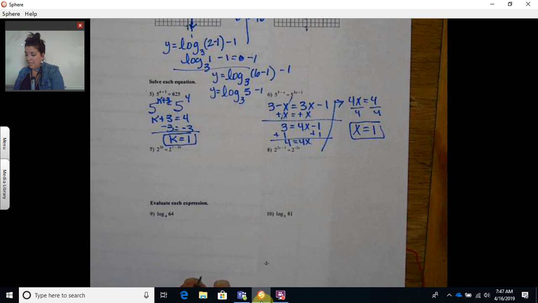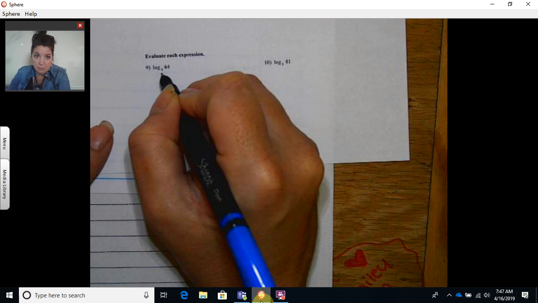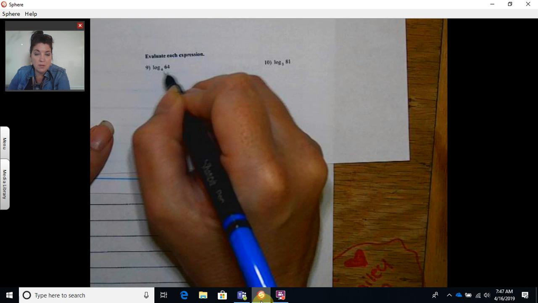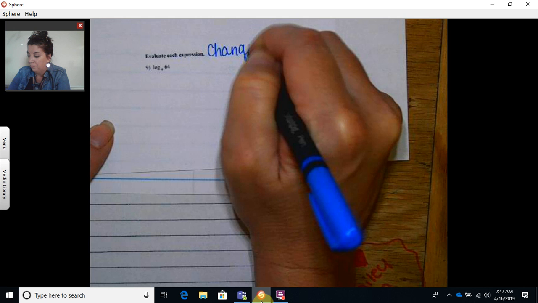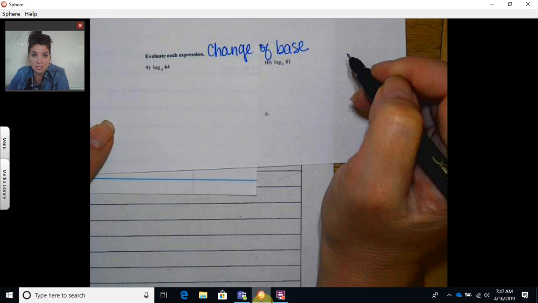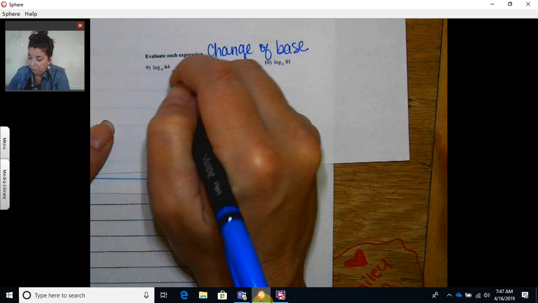All right, 9 and 10. Evaluate each expression. How am I going to evaluate those logarithms? 4 raised to the x equals 64. I could do that. Yeah, we could just do change of base as well, right? But you could do what you were saying as well. Because my base is a number, not a variable, and what I'm taking the logarithm of is a number, no variables, we could just use our calculator, change of base. You just have to make sure you enter it correctly. So, on this one, it would be 64 log divided by 4 log.